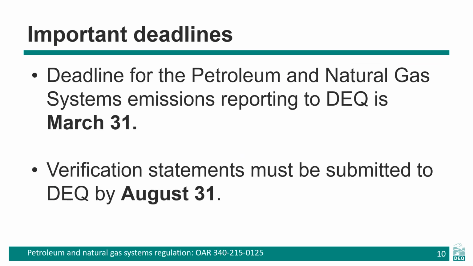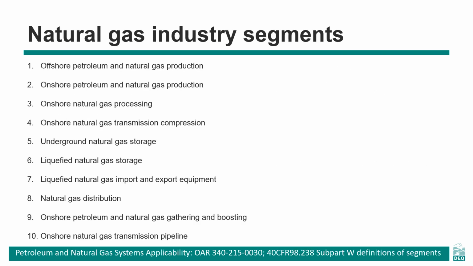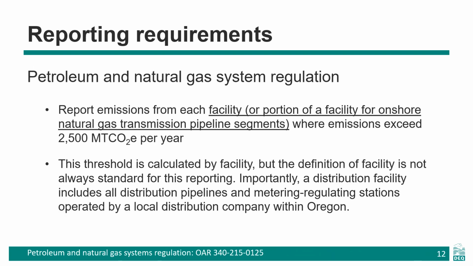The deadline for petroleum and natural gas systems emissions reports is March 31st. At this point, verification activities can begin, and verification statements must be submitted to DEQ by August 31st. Natural gas systems reporting is broken down by industry segment. Each segment listed here has specific emission sources to consider, monitoring and data requirements, and emissions calculation methodologies.